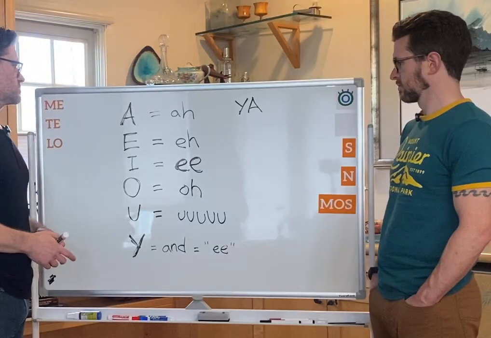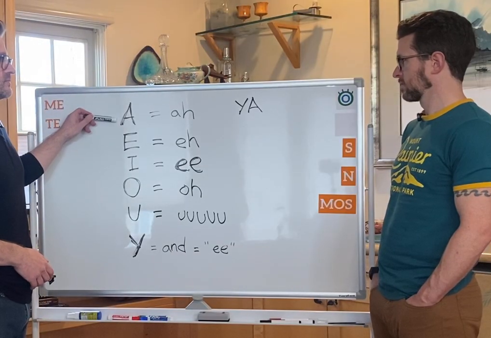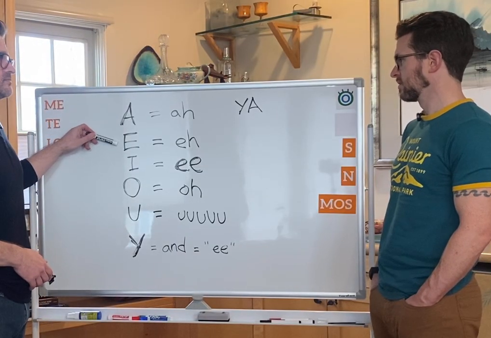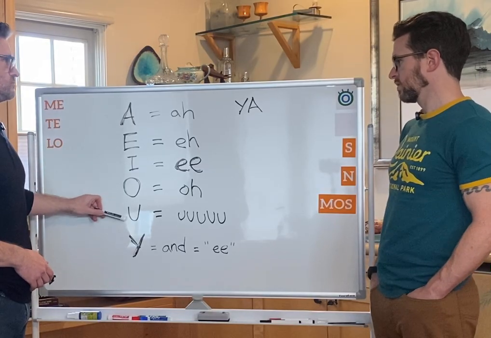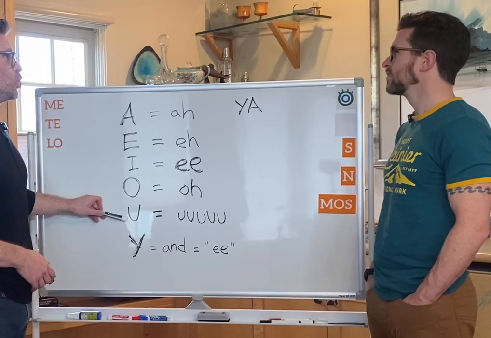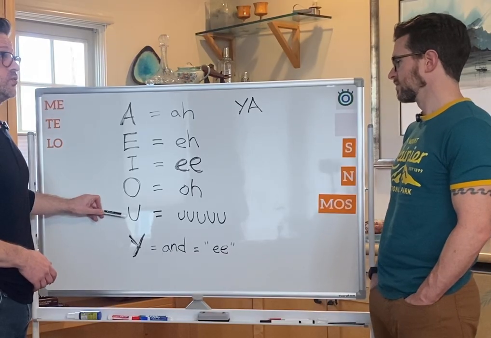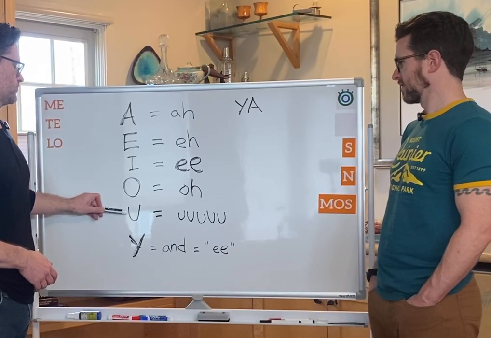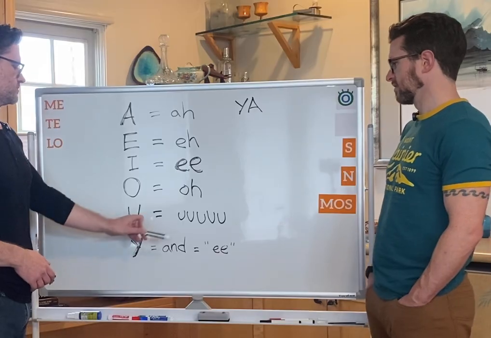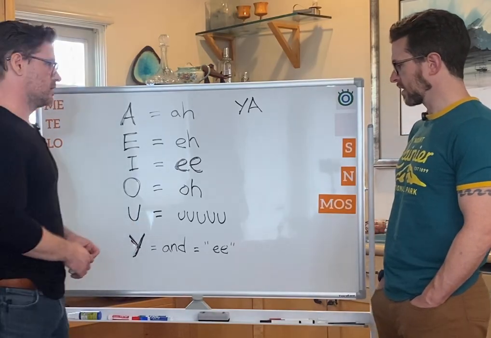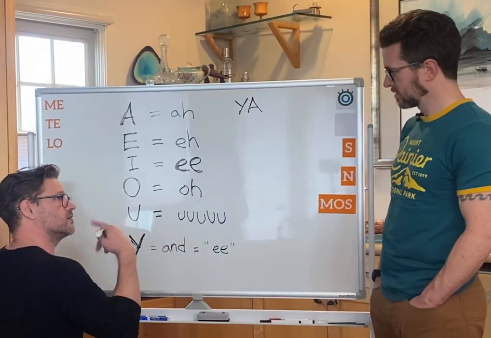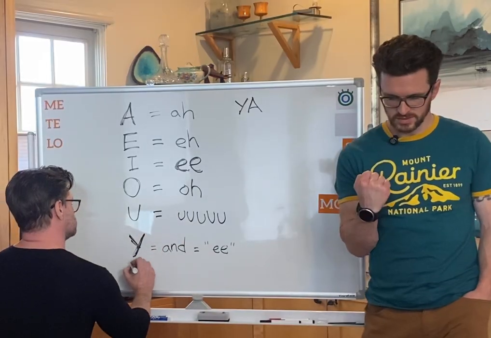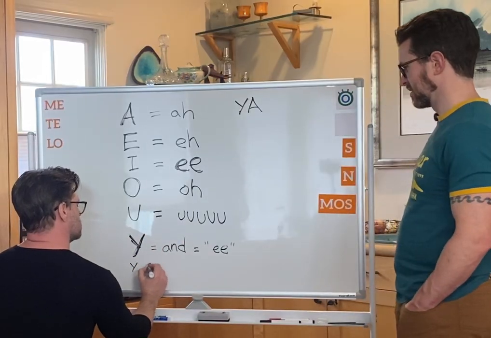But the important things are A, E, I, O, U, ooh. I like this guy. Ooh. And then Y is "and" and always E. Can you write Y? Wow, good R roll right there. Y.